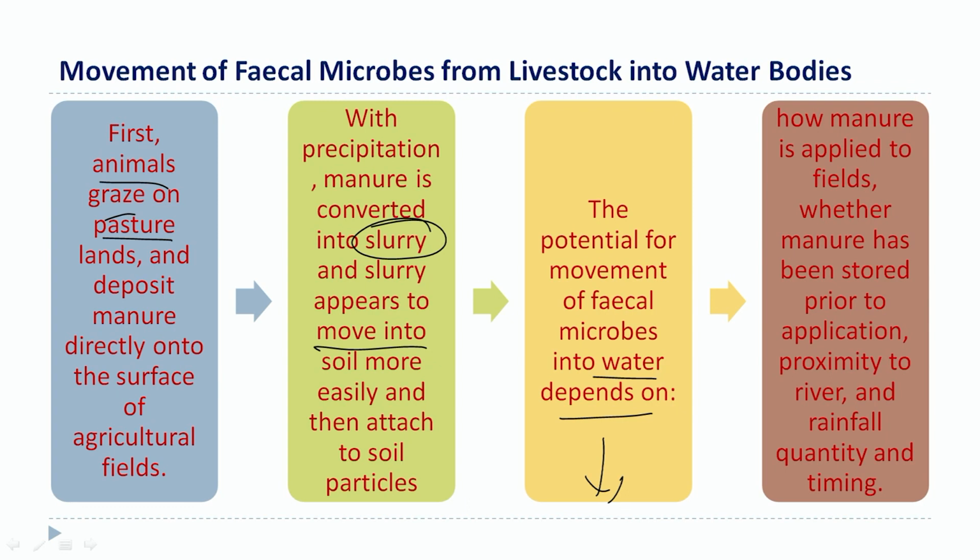This contamination of water by the waste depends upon how much manure is applied, the time of application before the rain, the proximity of the different water sources, and the amount of water falling in that particular area. All these factors together determine the amount and the rate of transmission of different zoonotic agents via livestock waste.